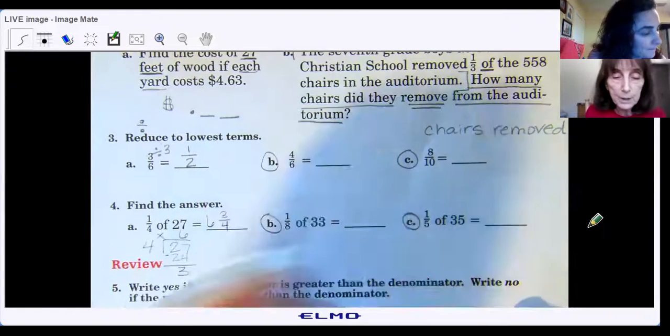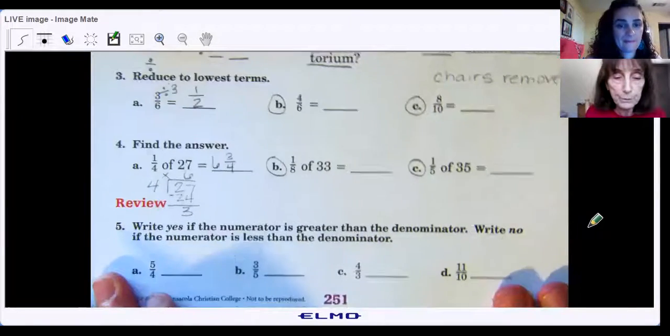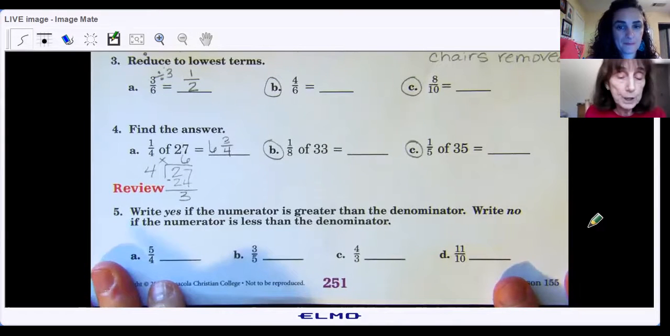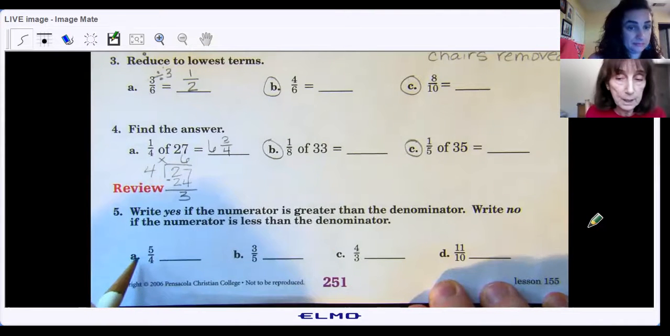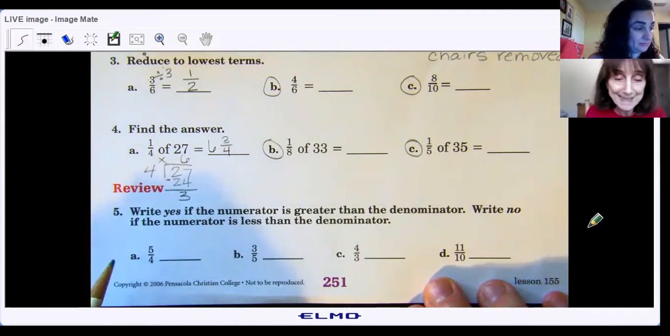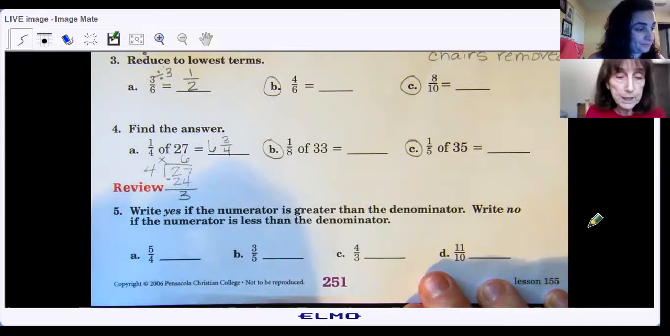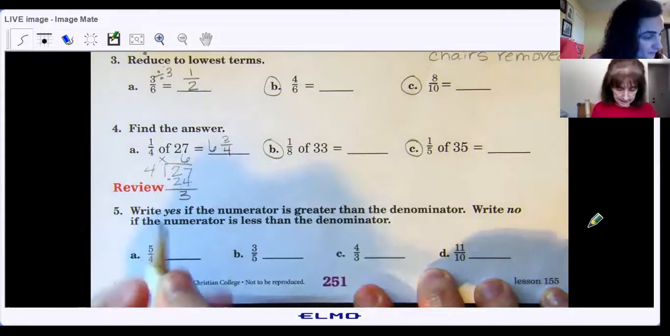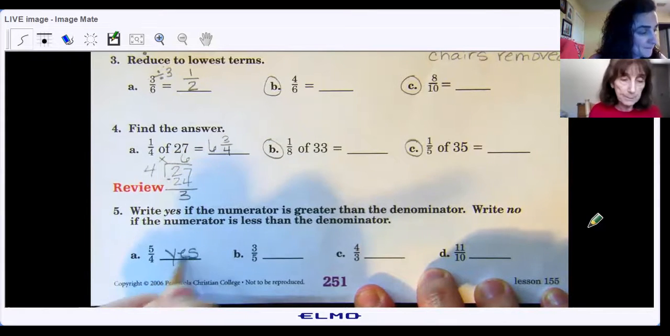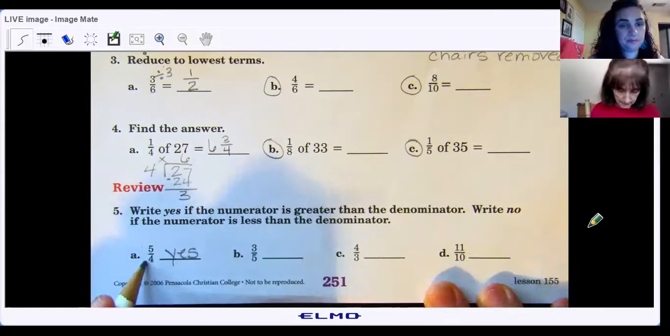Okay, we're going to start with review and we're going to read these. If you're watching the video, I'm giving you the answers to this. Write yes if the numerator is greater than the denominator. Write no if the numerator is less than the denominator. All right, is the numerator greater than the denominator in A? Yes. The numerator is 5, the denominator is 4, so that's yes.